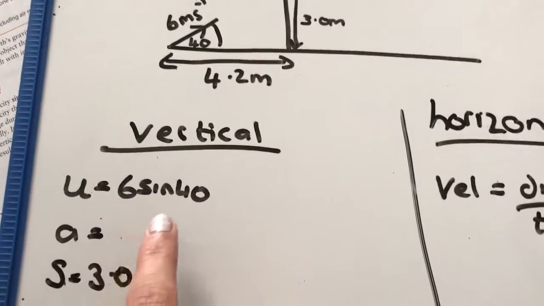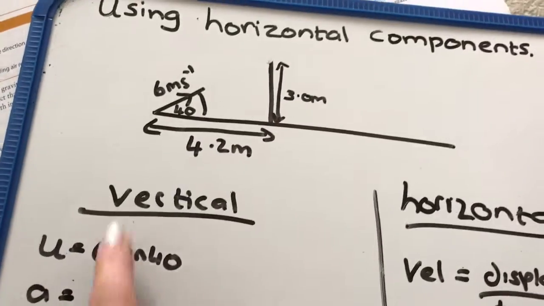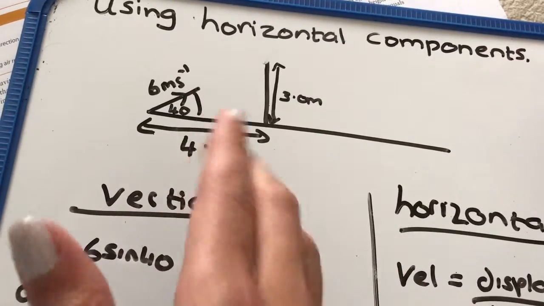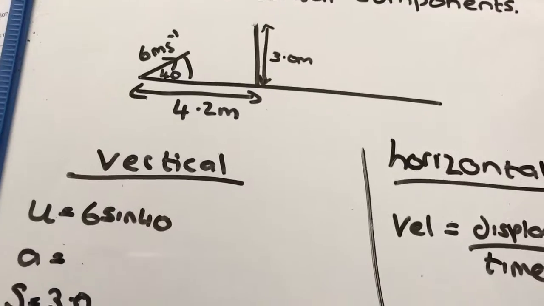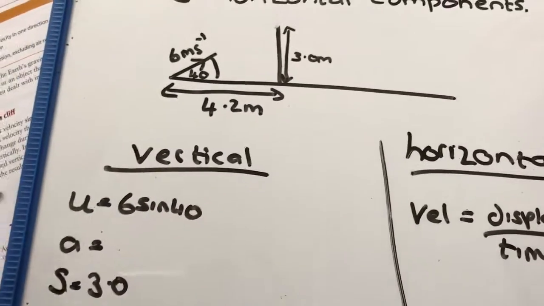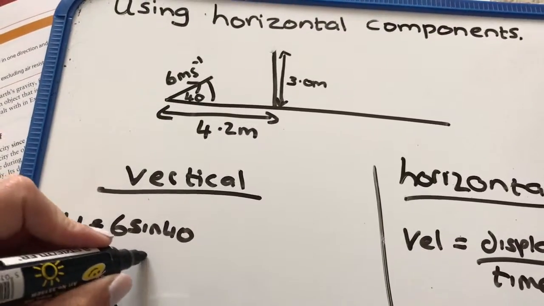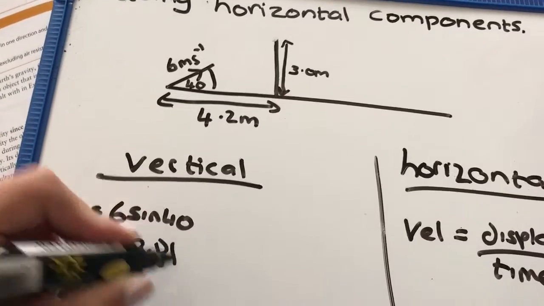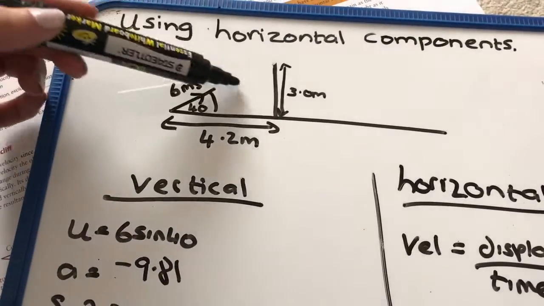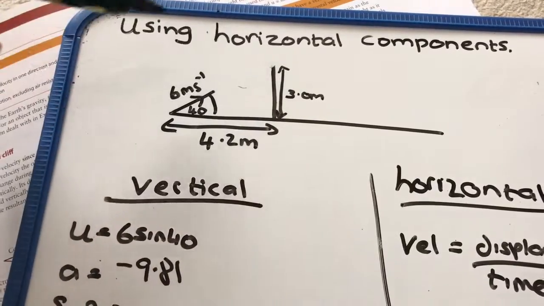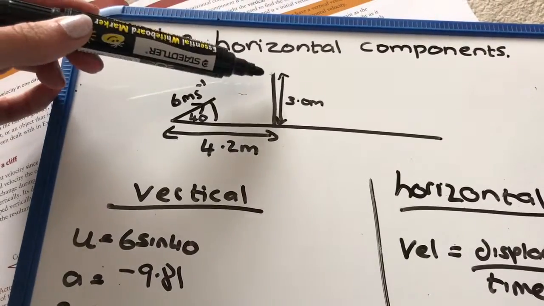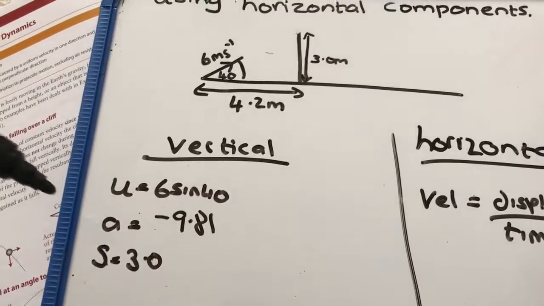So if I was going to look at the vertical, I could write down what I know. I know U is 6 sin 40, because your vertical, remember, is your sine. A, now it's moving up, so it's obviously moving up to slow down. So A is a negative value of minus 9.81. The vertical distance it is here is 3 meters. So if I'm looking at the time it takes to reach that fence, I have 3 things.